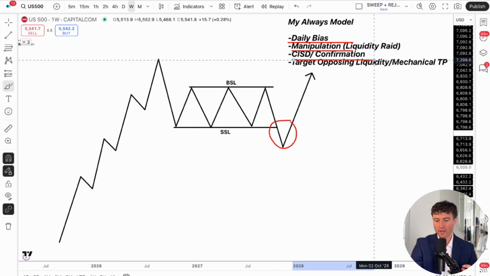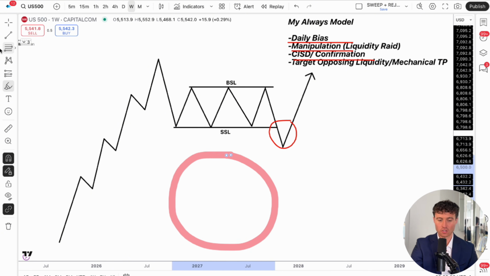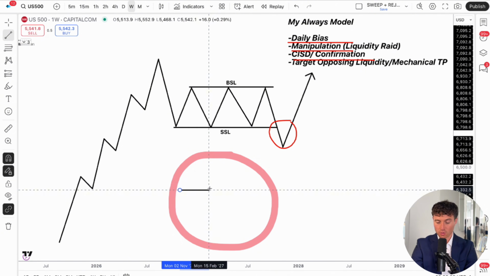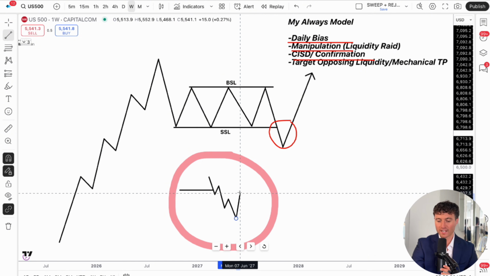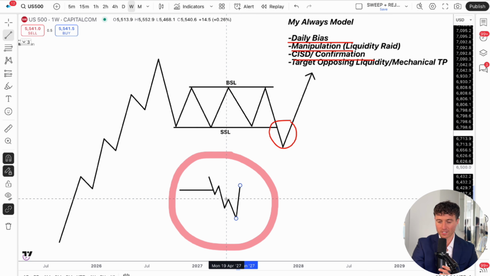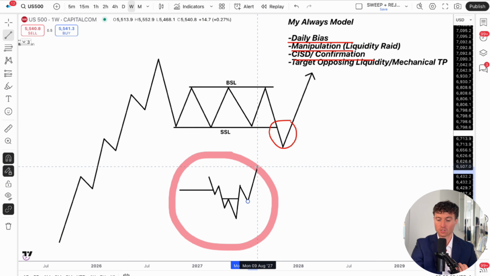Step 3 is we need to wait for a change in the state of delivery. If you're looking at the 1 minute time frame, it's going to look something like this. Let's say that this is your sell side liquidity. We've came down and we've raided that sell side liquidity. You're looking for a breaking market structure to the upside. This right here is your change in state of delivery. And then you can look at longing this market to the upside.